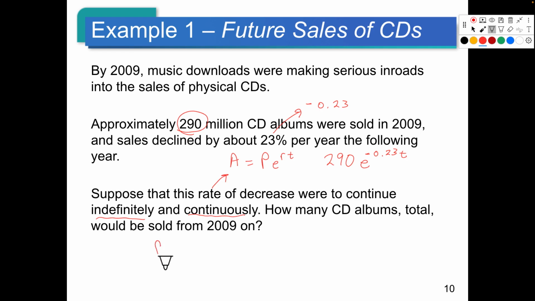So what they're asking us is we're going from 2009, which was sort of the starting point, so we can call that year 0. And we're going to go indefinitely. We'll call that infinity because, again, it's an unknown ending point. Not really forever, but you just want to see what happens. And then we've got our formula, the integral of 290 e to the negative 0.23t dt.